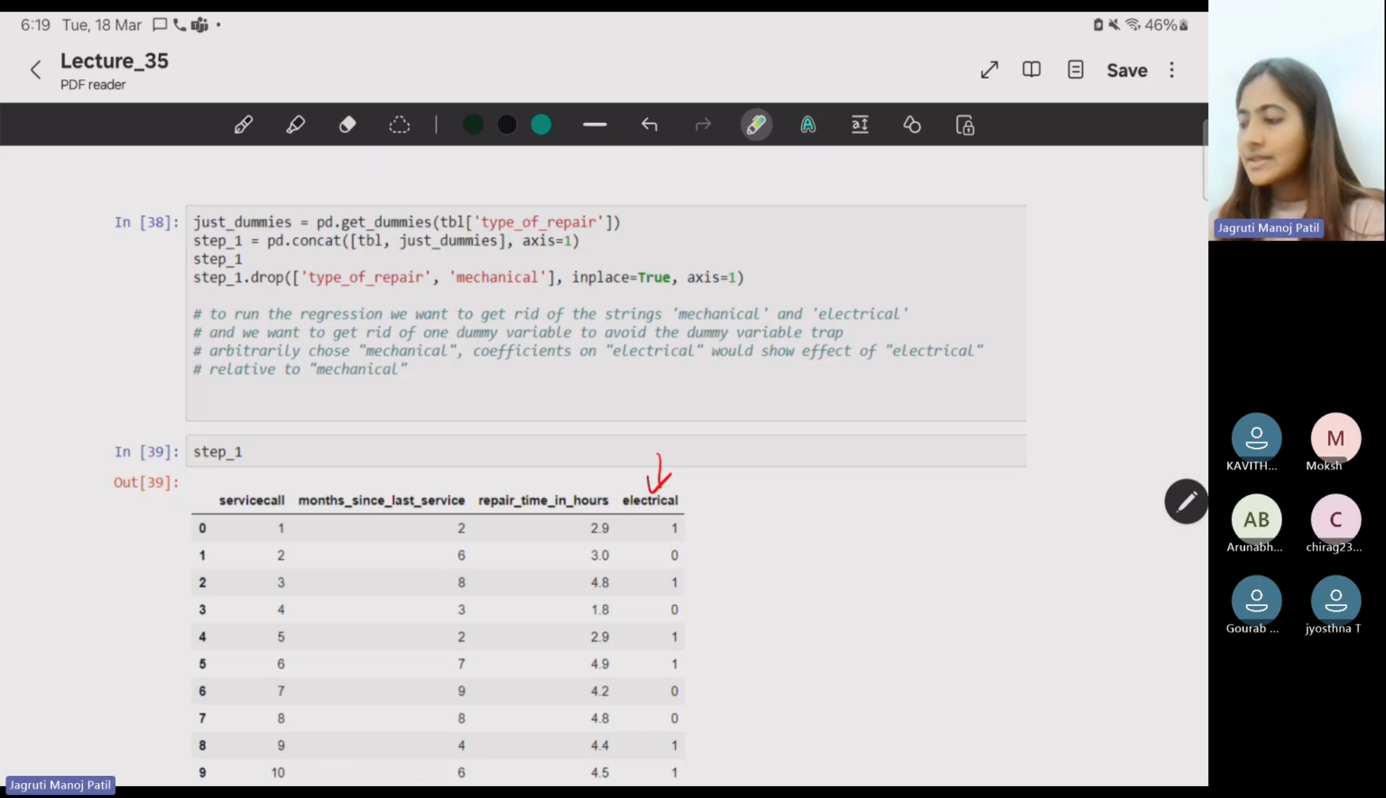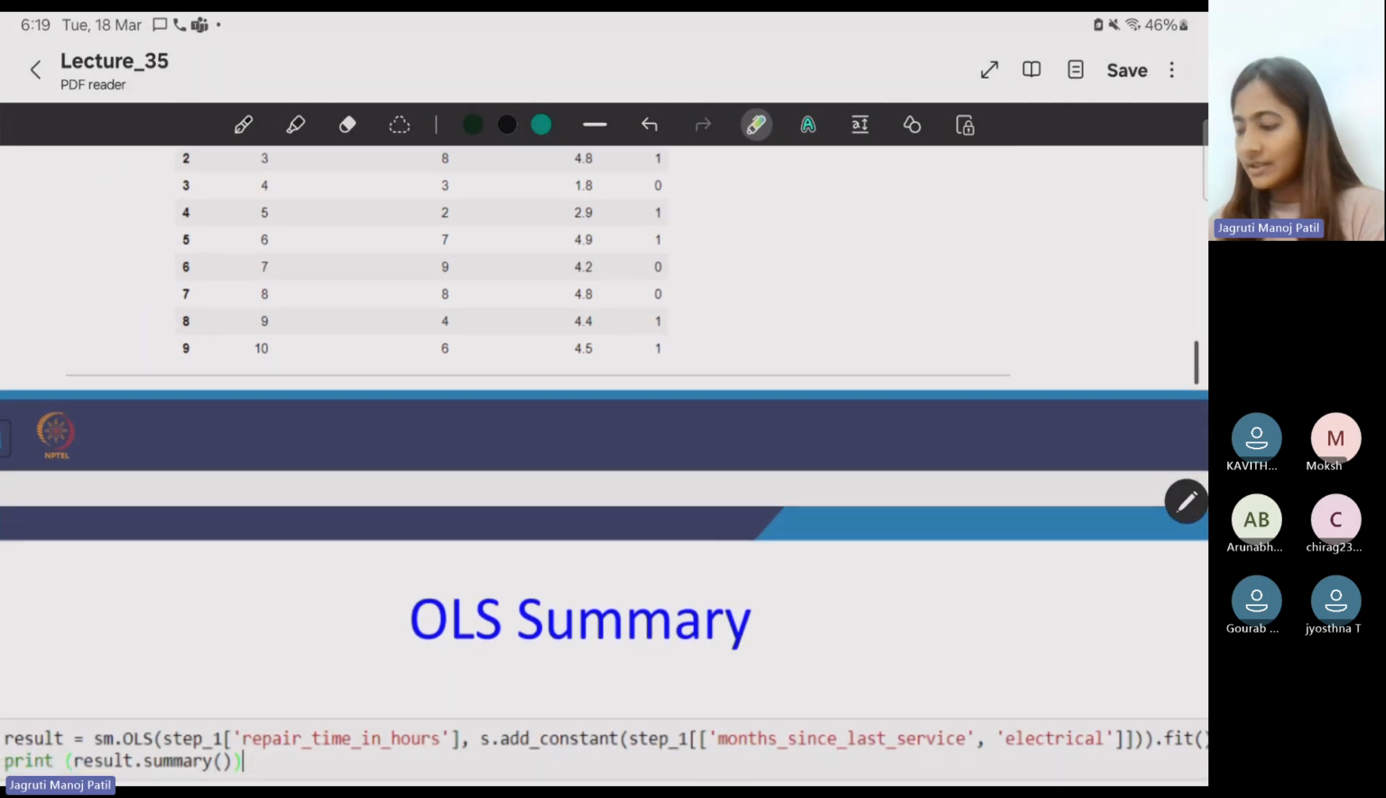Now what we'll do is drop one of the variables. So let's say we drop the mechanical one. When we drop the mechanical one, all of our analysis would only involve the effect due to the electrical repairs. So we have concatenated the table with just the dummies and we drop it, dot drop, from the type of repair. You drop the mechanical one, inplace is True, axis is 1, the column axis that we're looking at.